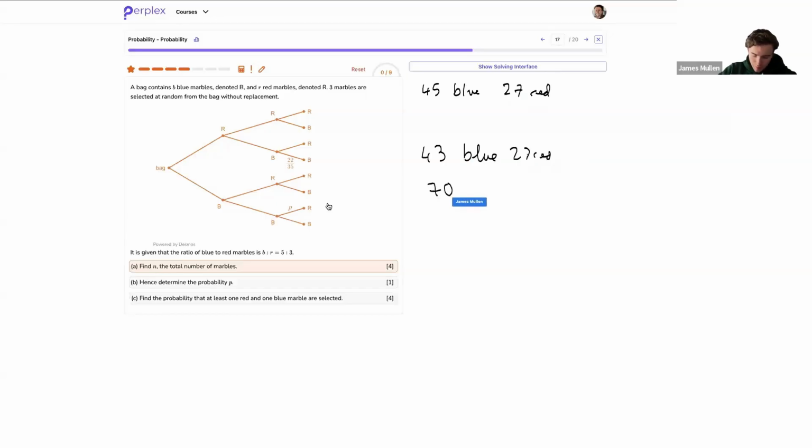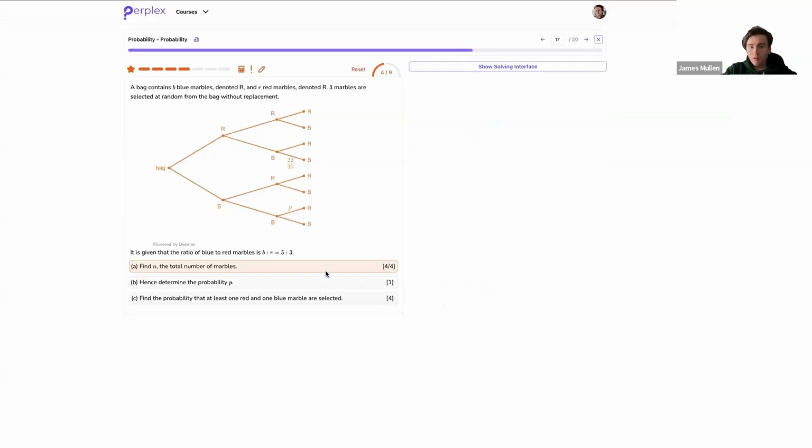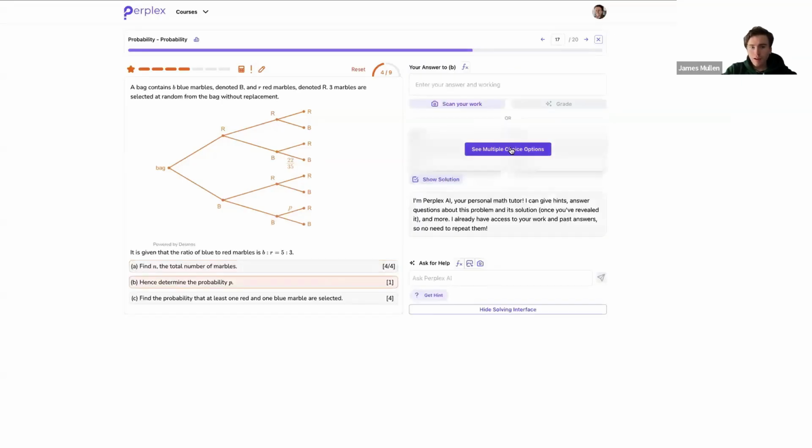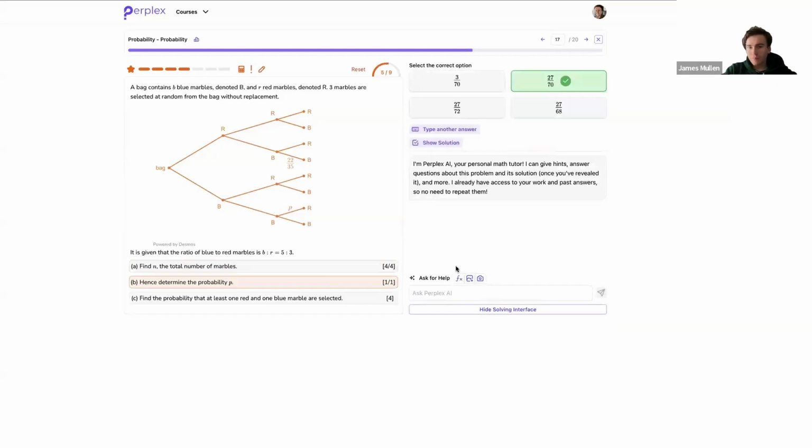Okay? So that means that P, the probability of getting red, is 27 over 70. And I don't think I can simplify that any further because it's only a factor of 3. So yeah, 27 over 70 is the answer for B. Okay? Let me check both of these off quickly. So we found 72, and then we now find P was 27 over 70.